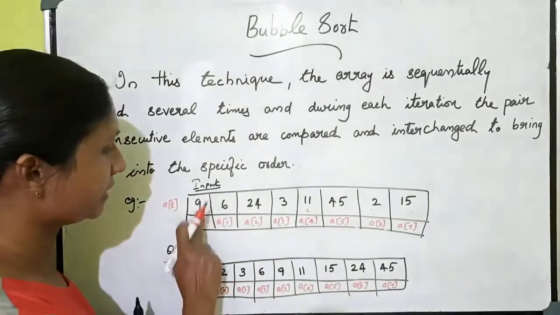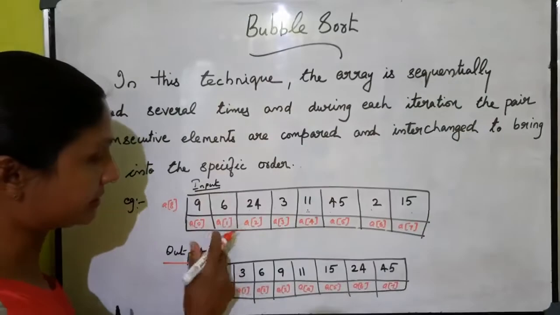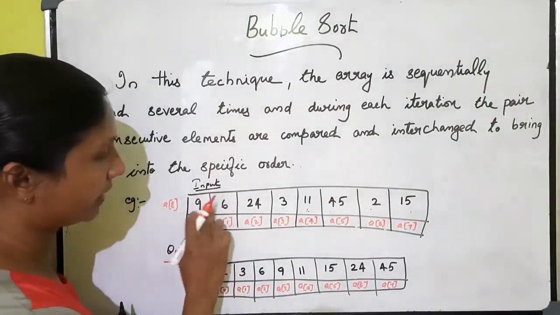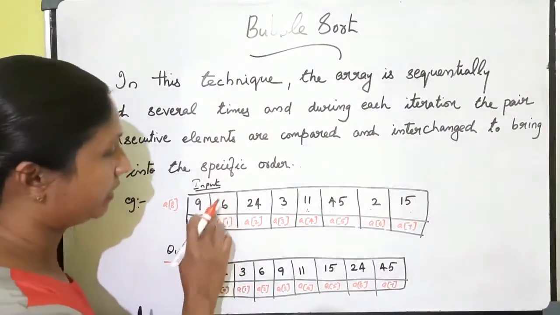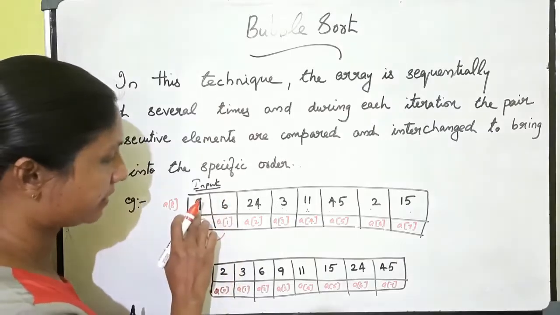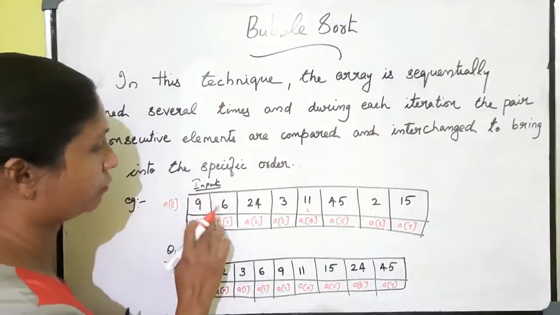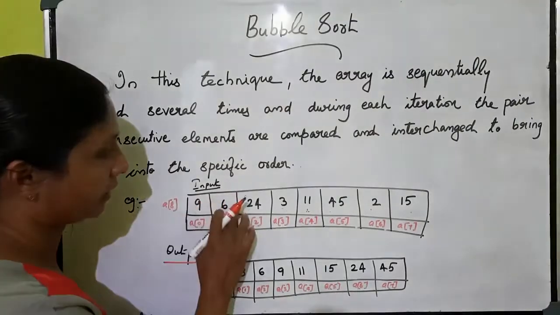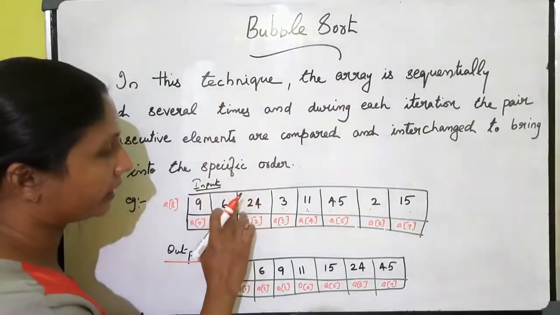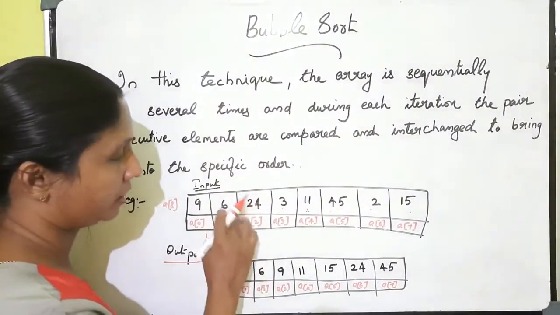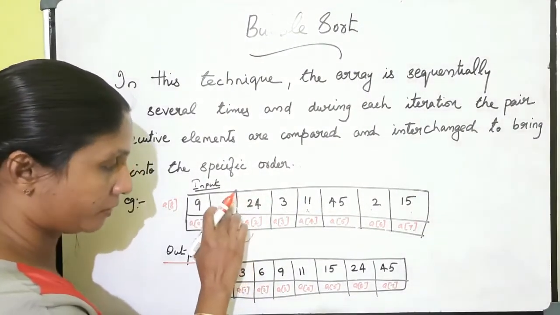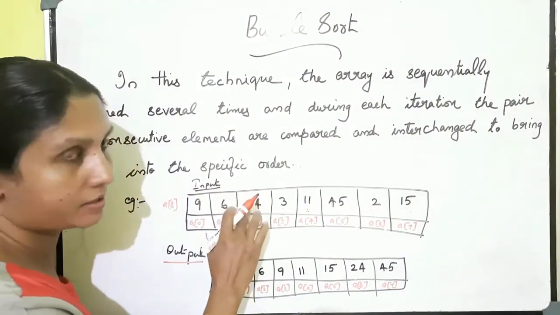Each time, each data will be compared with the adjacent cell. That means the first 9 will be compared with the 6. We know 6 is lesser than 9, so they will be interchanged. 6 will come here and 9 will go here. Again 9 with the 24. 9 will stay here, and 24 is the greater number.